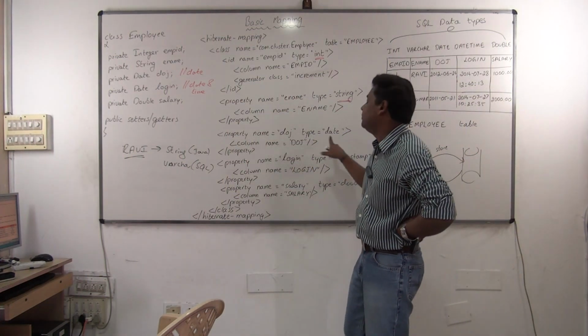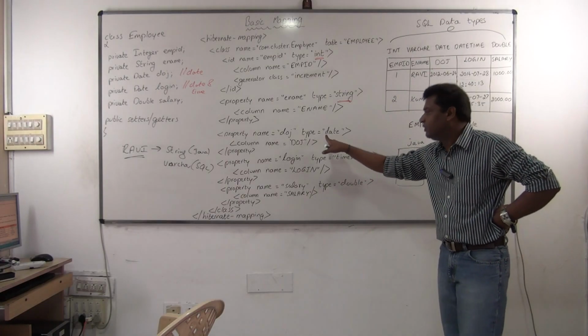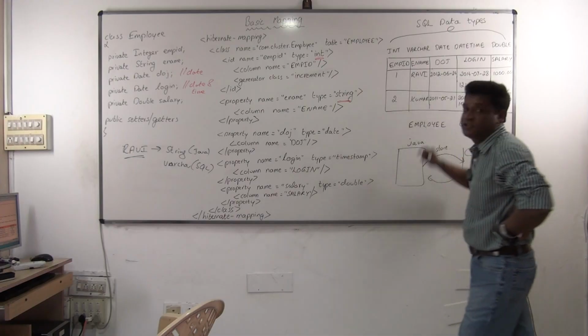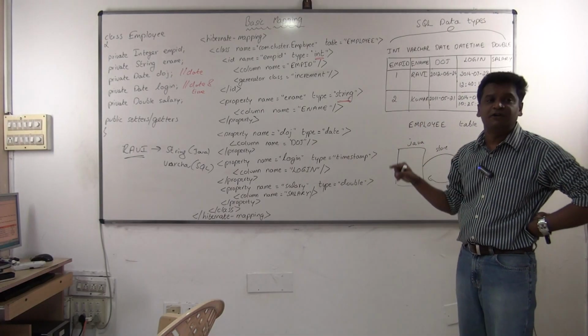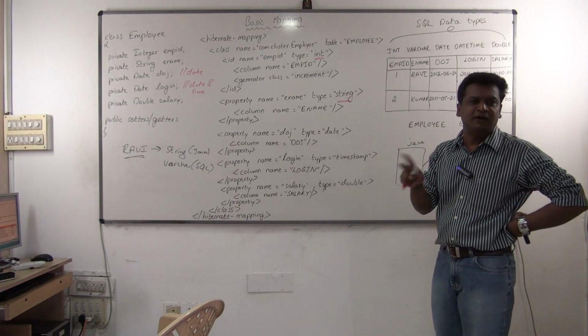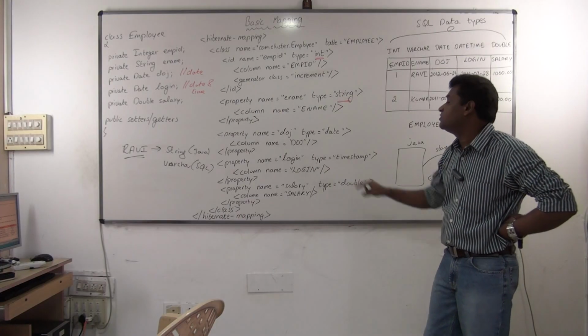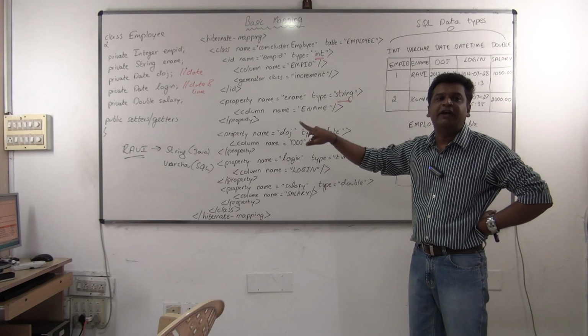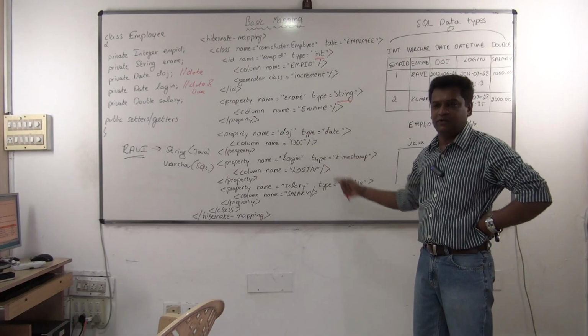Then next, the third property, date of joining. So that's the property. Type is equal to what? Okay, we'll come back to type. So property name is DOJ. It will be mapped with the DOJ column. Now again you have to do the conversion. So to do the date conversion, Hibernate mapping type gives you the date mapping type, which will do the Java date conversion to SQL date conversion.